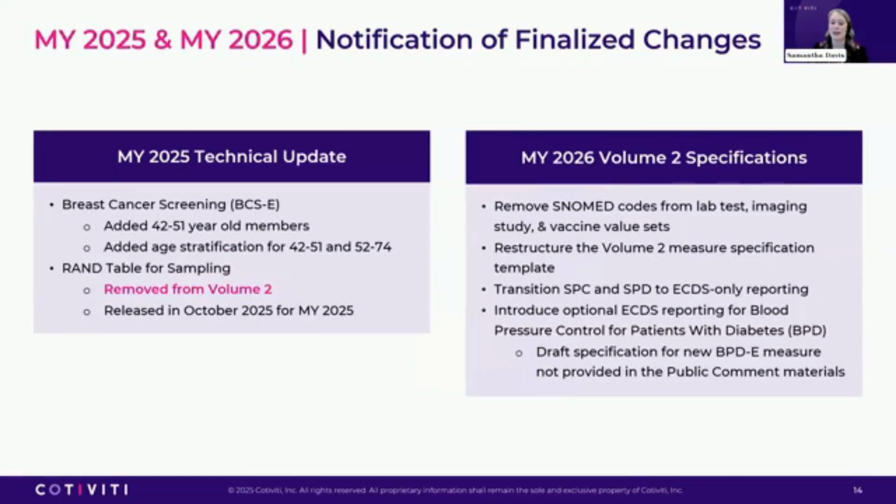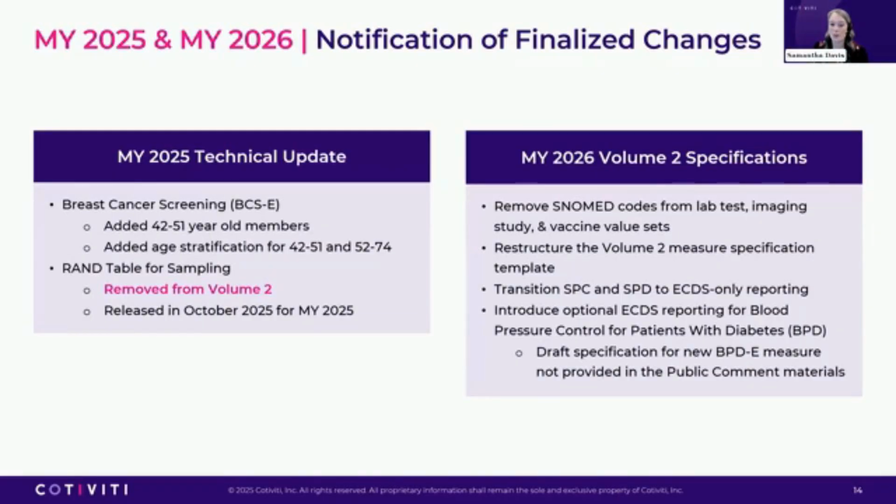The last set of changes we'll cover today are the changes NCQA has finalized for the 2025 and 2026 measurement years as part of their notification of changes included at the end of the public comment materials. For 2025, NCQA will be adding members who are 42 to 51 years old as of the measurement year to the breast cancer screening measure, as well as implementing an age stratification that splits out the results for ages 42 to 51 and 52 to 74 accordingly.